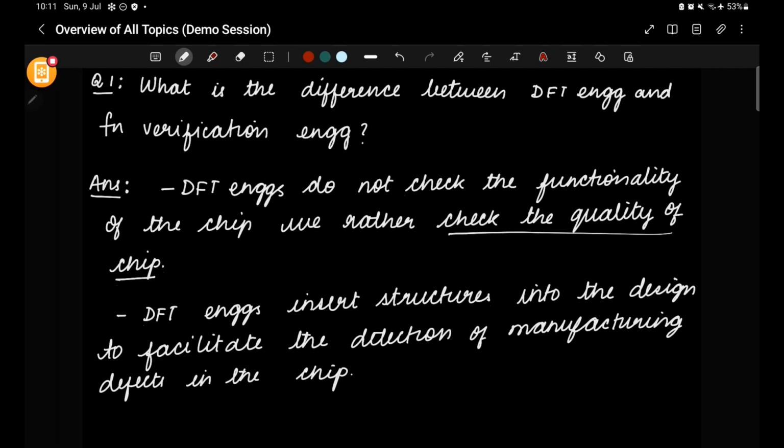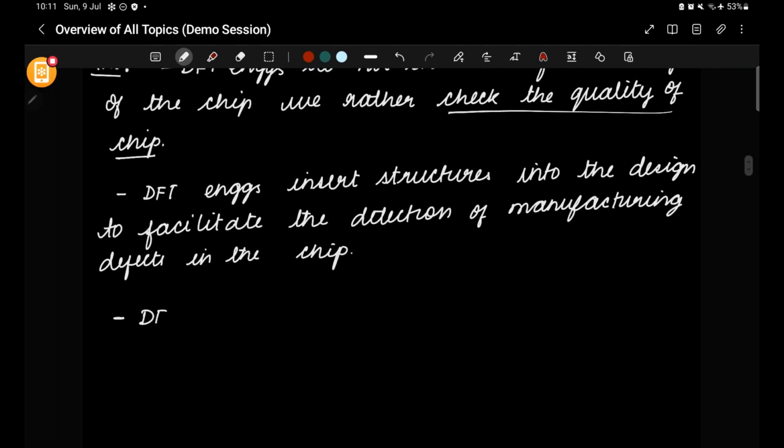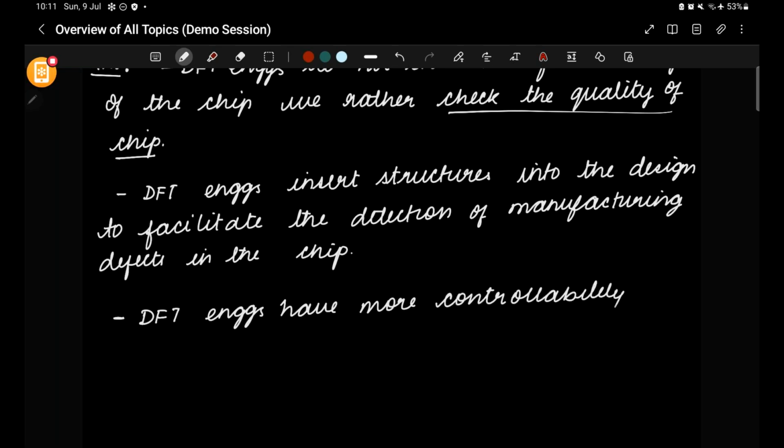And DFT engineers have more controllability and observability on the design. This is because we go for scan insertion, and hence we have more controllability and observability on the design.